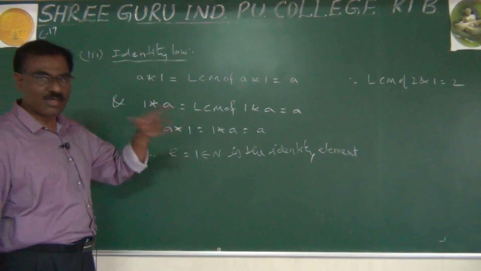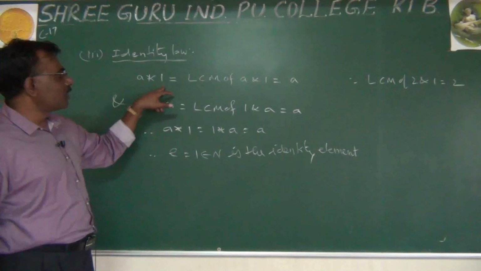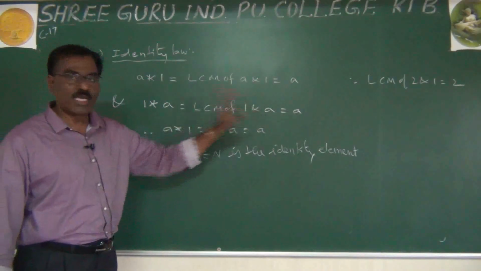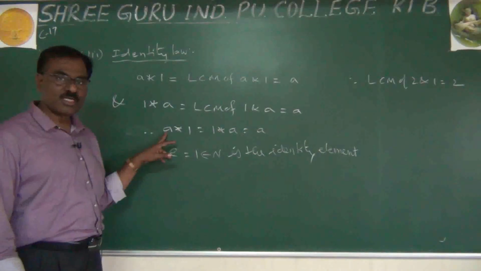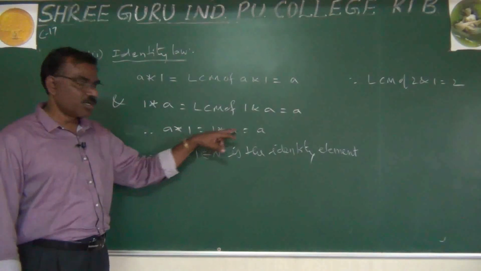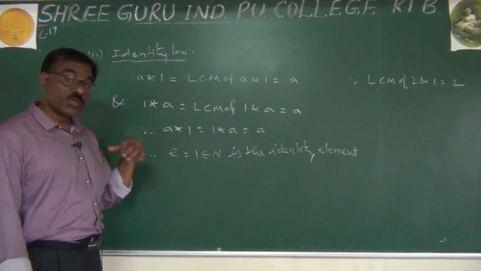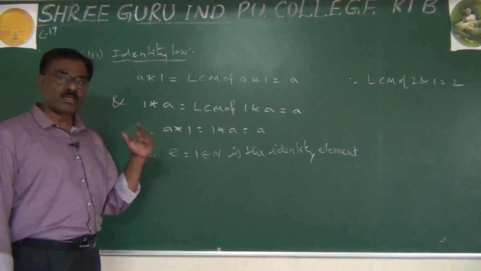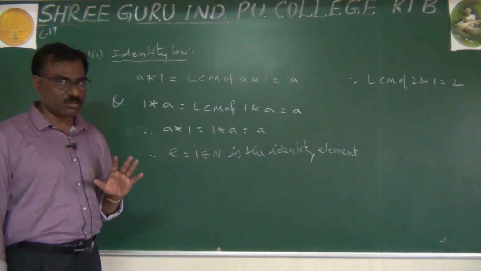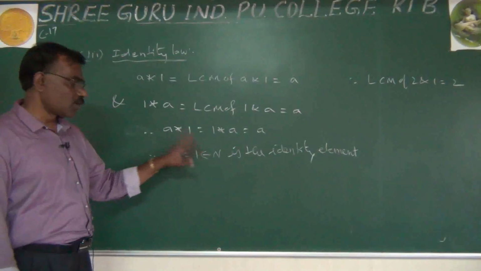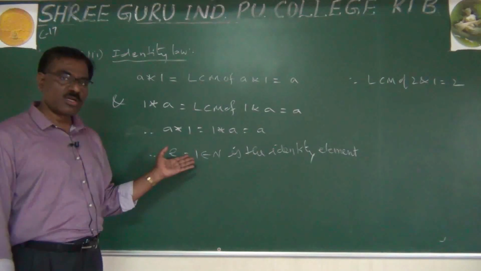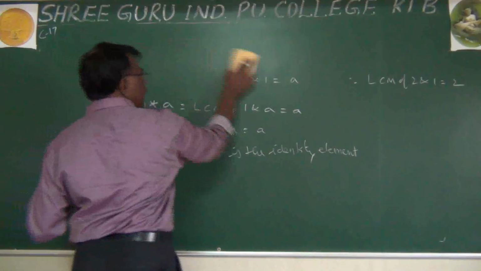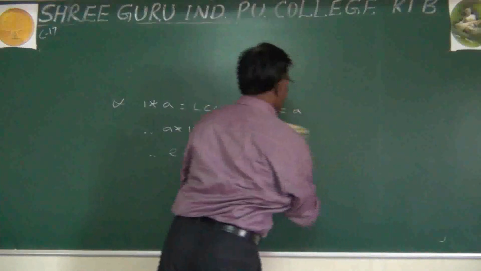So very simple, I am repeating one thing. A star 1 equals the LCM of A and 1, which is A. 1 star A equals the LCM of 1 and A, which is A. What is the law of identity? A star E equals E star A equals A. Comparing, E equals 1. So 1 must be a natural number. So anyhow, the identity element is 1.